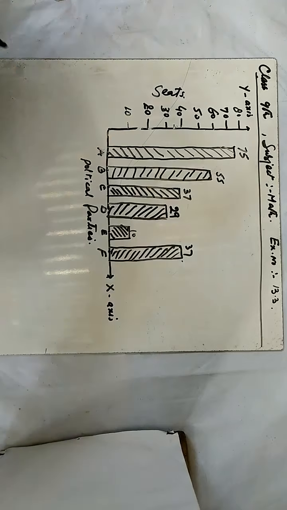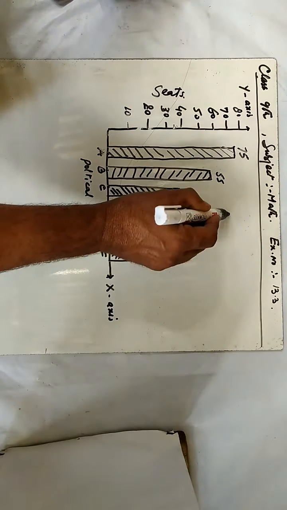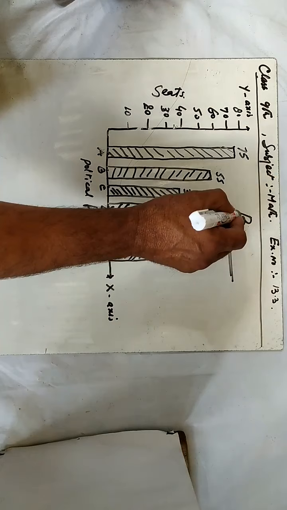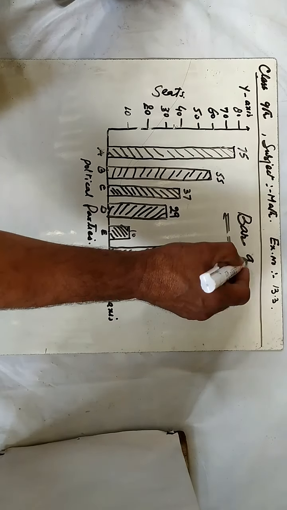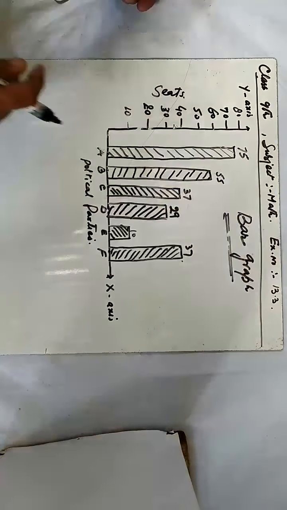Seven seats. The question says draw a bar graph.